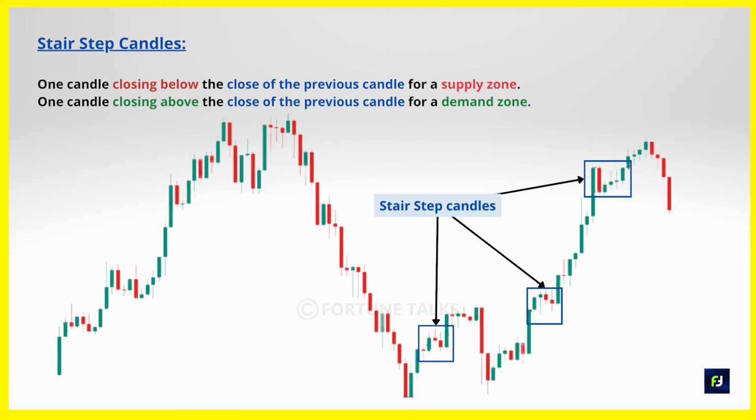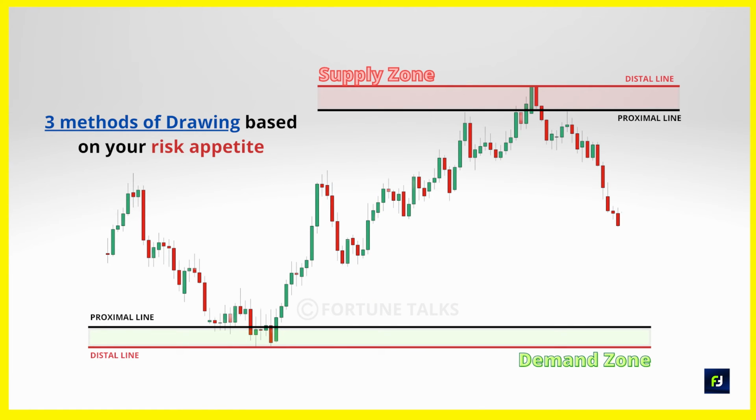Now when it comes to drawing supply and demand zones, there are a lot of different options to choose from, depending upon a person's risk appetite. In general, there are 3 methods of drawing your proximal and distal lines based on your risk appetite and how conservative you are in your trading. I will show you all the 3 methods that you can use to draw the supply and demand zones properly, and you can choose the right method that better suits your trading according to your risk tolerance.